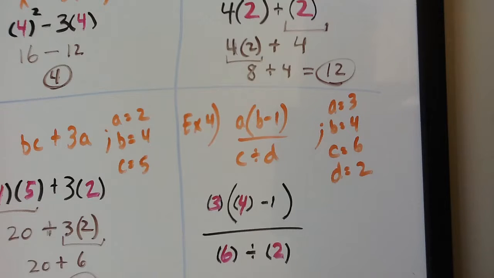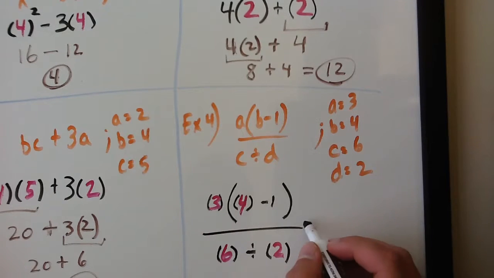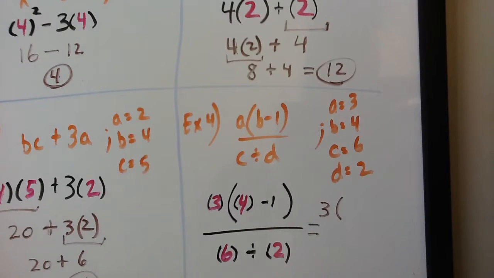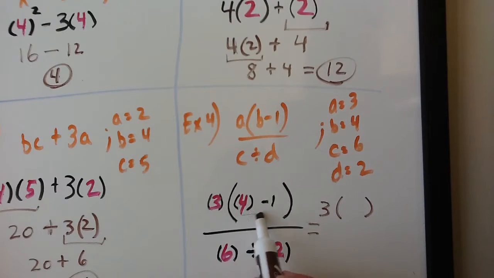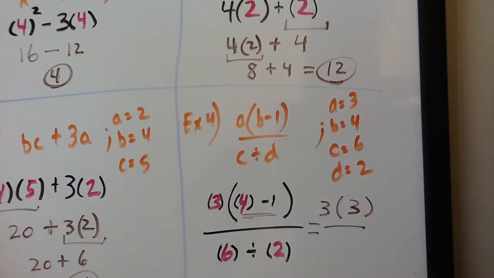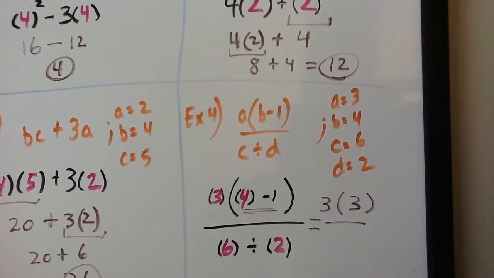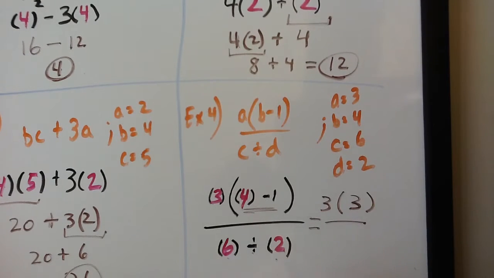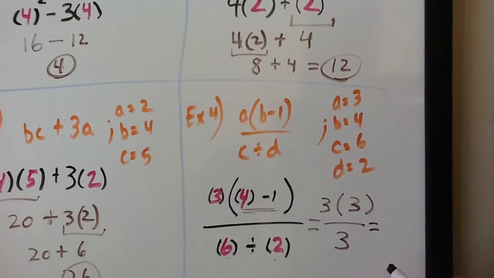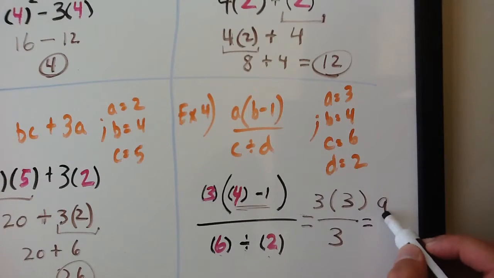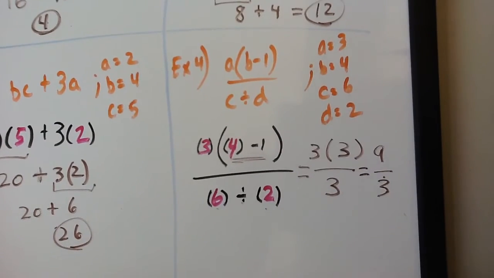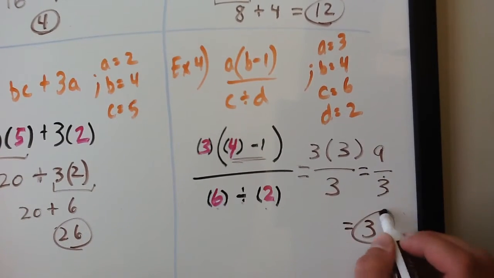Finally, I evaluate. Okay, so in my numerator up top, I have 3 times whatever is in parentheses. In parentheses, I have 4 minus 1. And I know 4 minus 1 is 3. So that's my numerator, 3 times 3. In the denominator, I have 6 divided by 2, which I know is 3. Okay? If I continue to evaluate on the top, 3 times 3 is 9. I have 9 over 3, or 9 divided by 3, which I know is equal to 3.